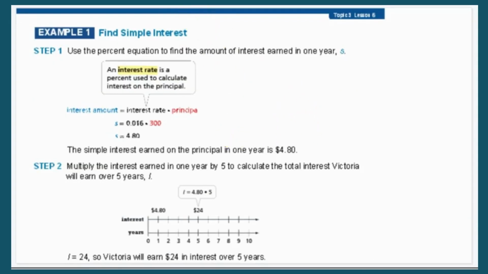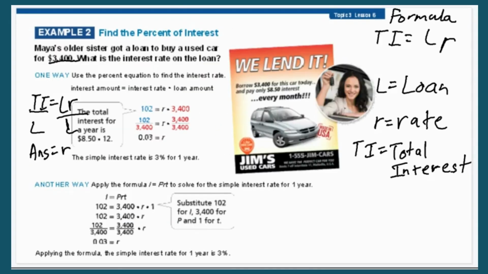So we've got example 2. Find the percent of interest. Maya's older sister got a loan to buy a used car for $3,400. What is the interest rate on the loan? Let's look at the poster. We lend it. Borrow $3,400 for this car today and pay only $8.50 interest every month.